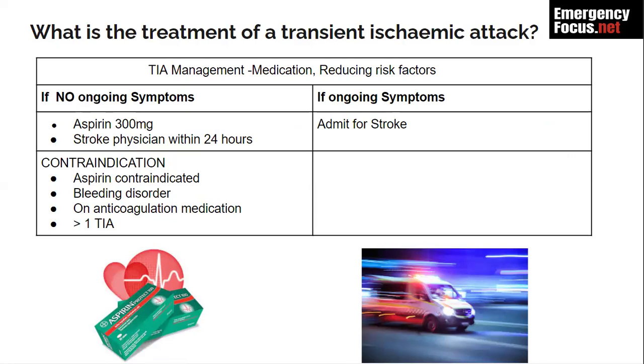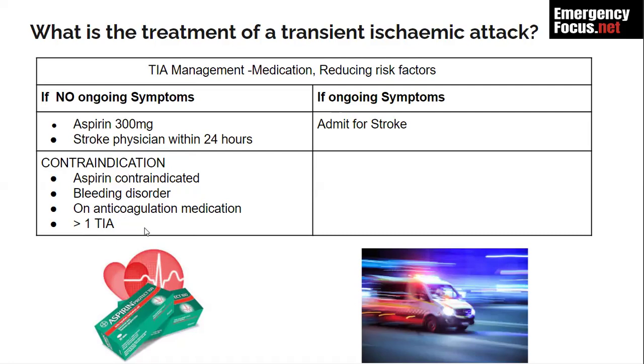So what is the treatment? Treatment would be medication at the GP clinic and reducing risk factors when the patient comes back to us after he's seen by the hospital. So two scenarios here. The patient comes to you and there are no ongoing symptoms. The patient is absolutely fine. You refer this patient within 24 hours to be seen by a stroke physician, and you give your patient 300 milligrams aspirin stat.